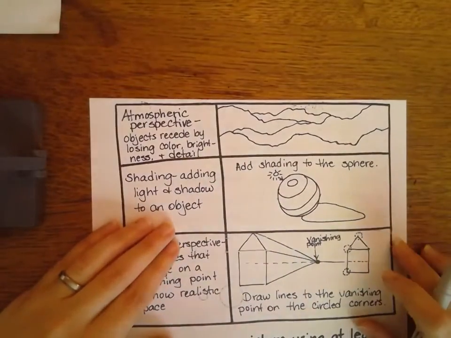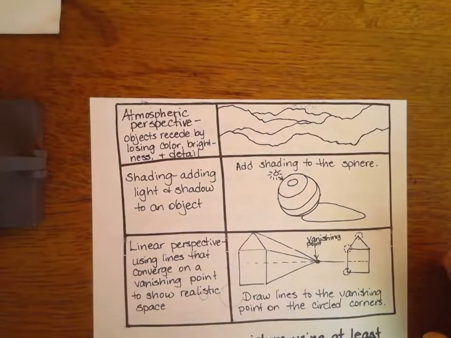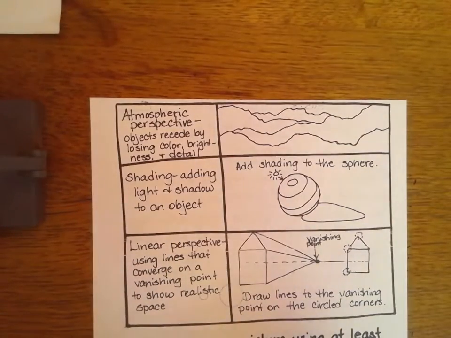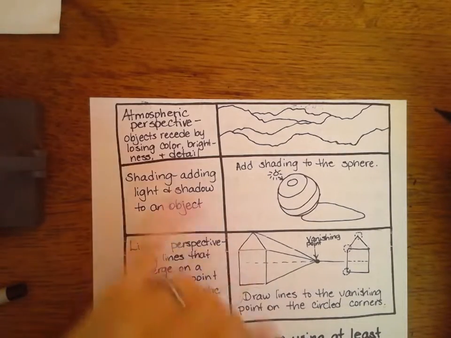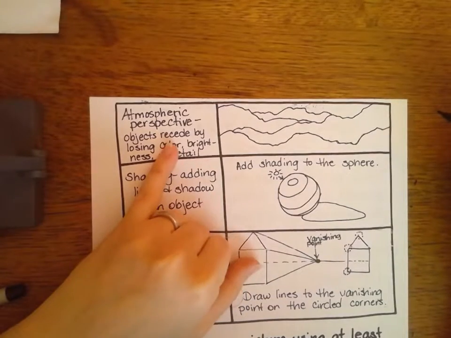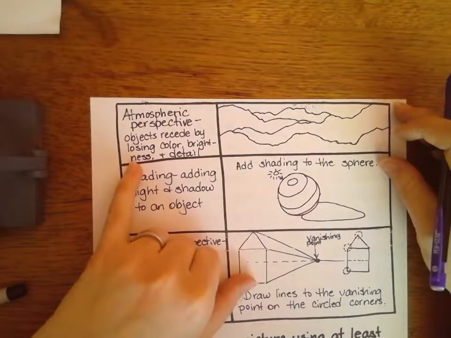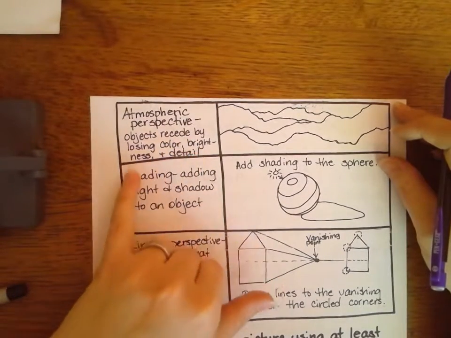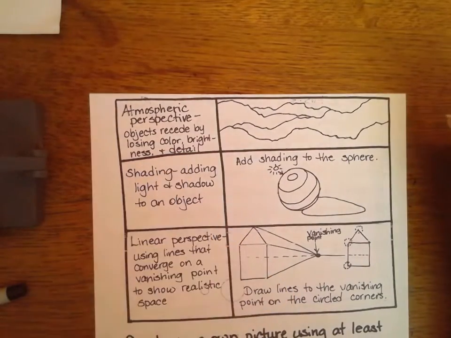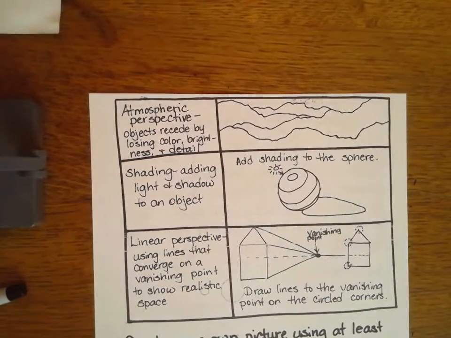Our next one is atmospheric perspective. Most of you have not used this before, but at the same time you've seen it. If I look out on a dusty day, those objects look like they're receding by losing color, brightness, and detail. Let me turn down my music real quick.